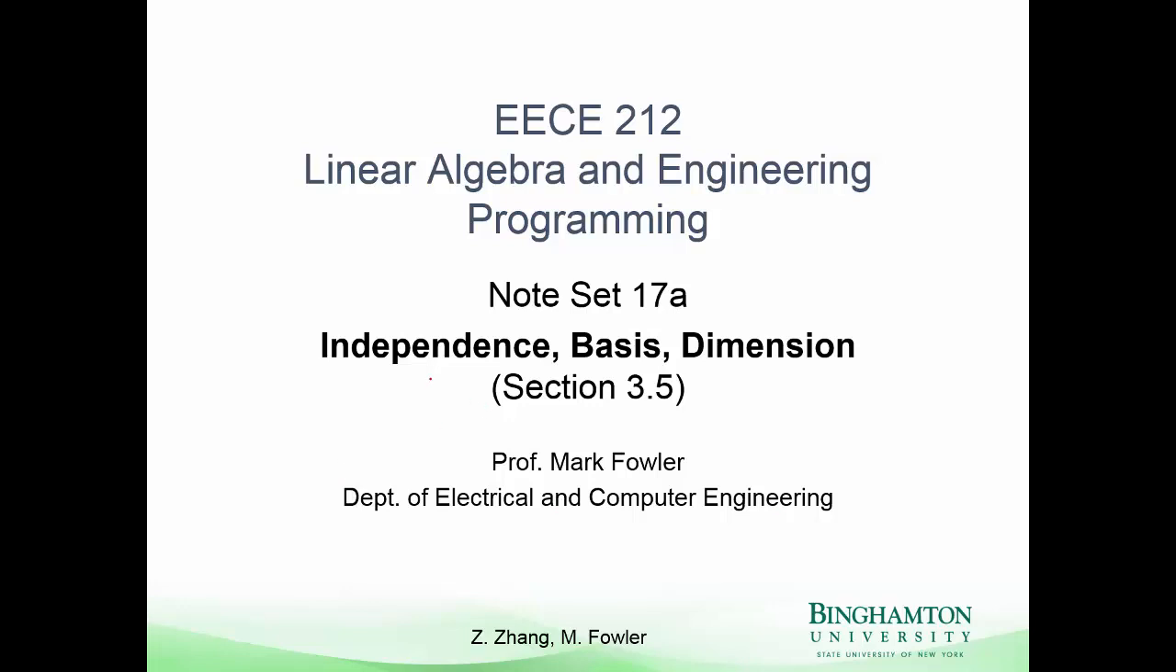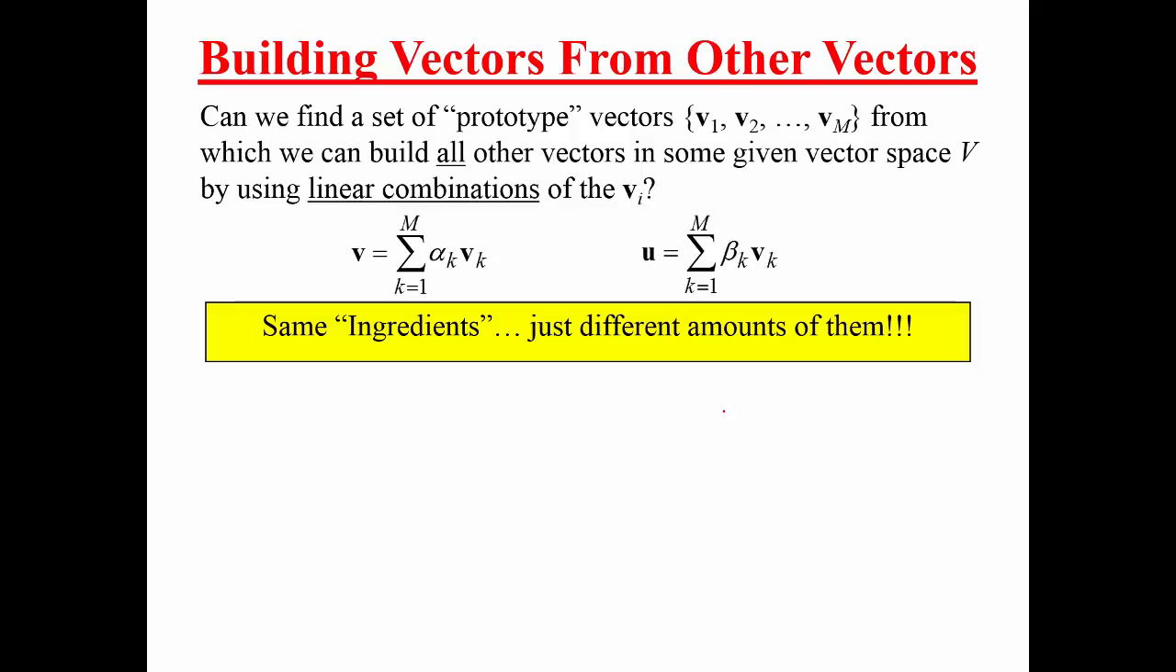We're going to be talking about three things that are related to each other. Independence, which I think we've talked about already. Basis, we may have alluded to that. And dimension, which we've kind of alluded to, but we're going to nail it down here. So all these things are in section 3.5 of the textbook.